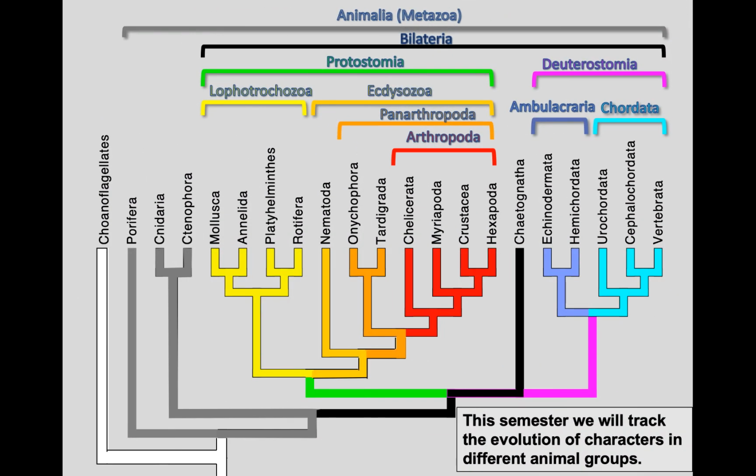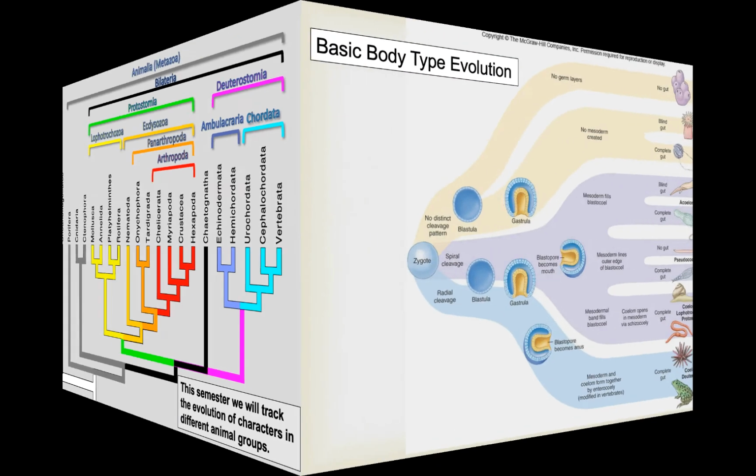So again, this semester we're going to track the evolution of characters based on this phylogeny. And this phylogeny is based primarily now on genetic similarity, genetic changes that we can use to understand which of these groups are clades based upon changes in the DNA. So there are lots and lots. If you look at similar DNA strands, you can see shared derived homologies that indicate where these branches should go.